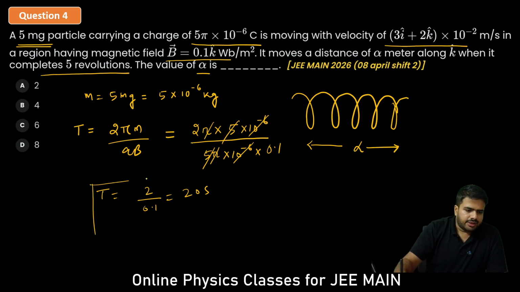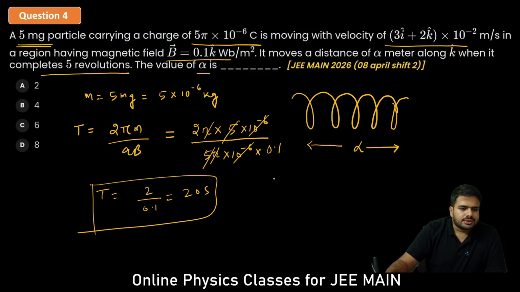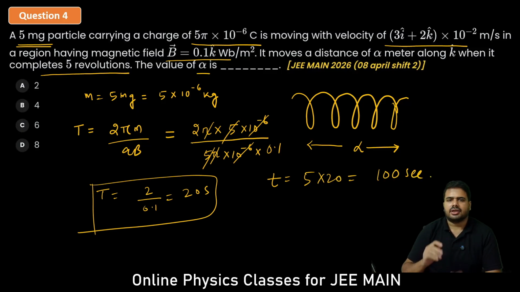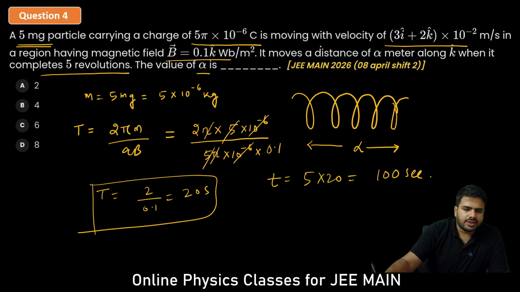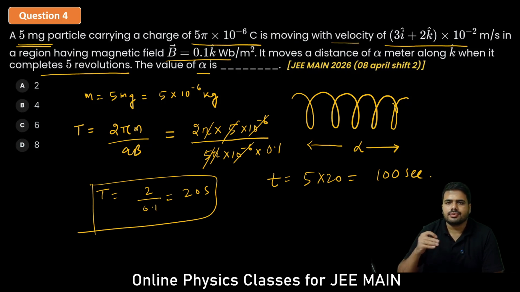Next, once we get the time period, further what we can find out, they have given that it completes 5 revolutions. Okay. So in 5 revolutions, how much time would it have taken? Then time taken would be 5 into 20, because for each revolution 20 seconds, so 100 seconds. So 100 seconds the particle has traveled. In 100 seconds, what is the distance traveled? From the velocity vector, 3 i cap plus 2 k cap.